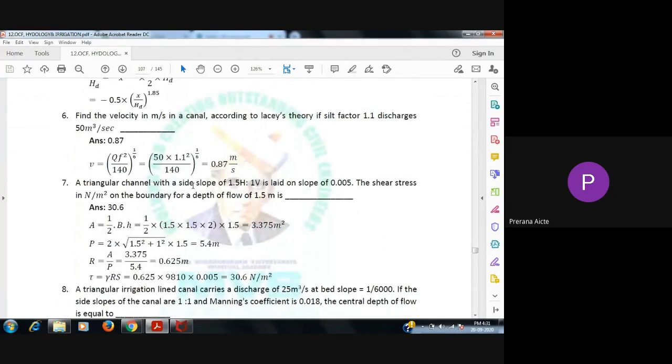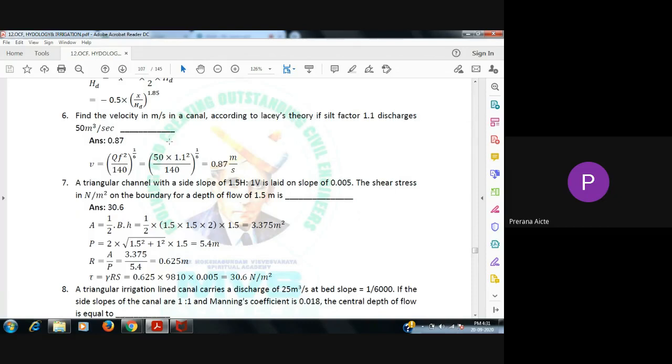So this is a straightforward problem. Find the velocity in meters per second in a canal according to Lacey's theory, if the silt factor is 1.1 and the discharge is 50 meter cube per second. So discharge Q equal to 50. F equal to the silt factor is already given. If not given, use the formula F equal to 1.76 root MR, with D in mm only.